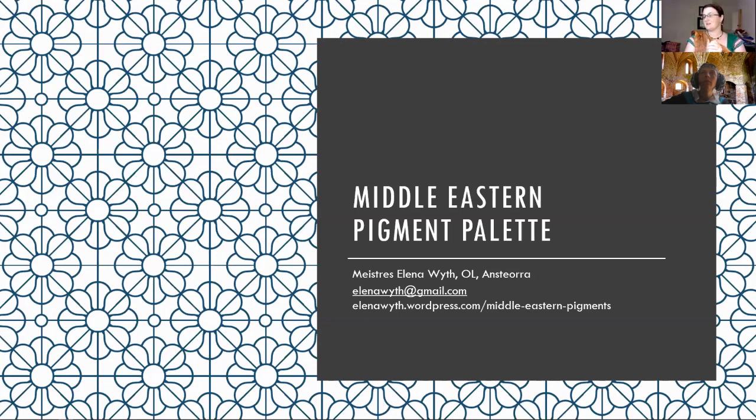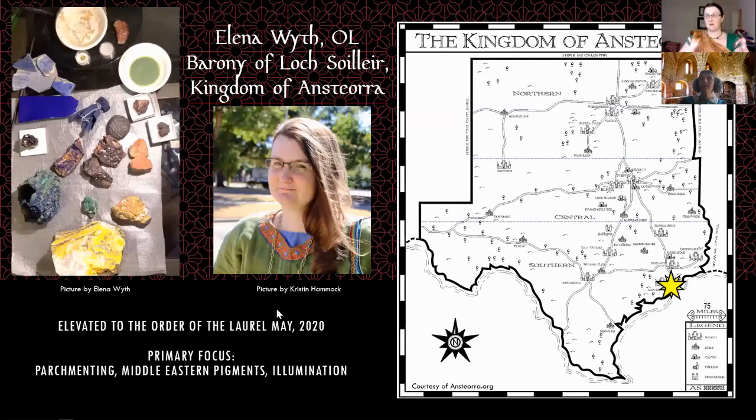So my name is Elena Wyth. I am from the Kingdom of Ansteorra, and today, or this evening for me, we will be talking about the Middle Eastern pigment palette. So a little bit about me. I'm from the Kingdom of Ansteorra in the barony of Loch Solier. Loch Solier is mundanely south of Houston, Texas, so I'm on the coast of the Gulf of Mexico.